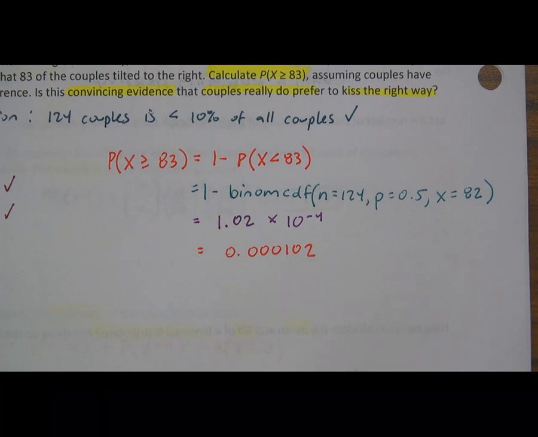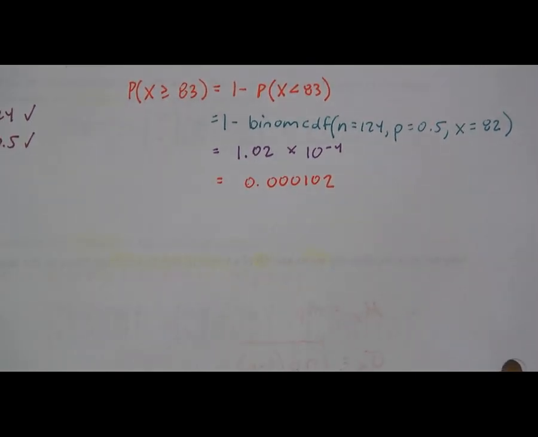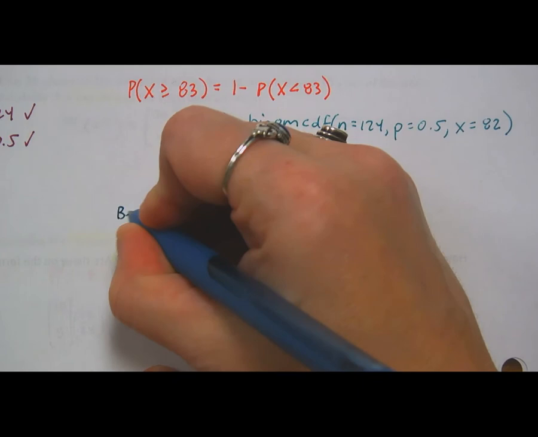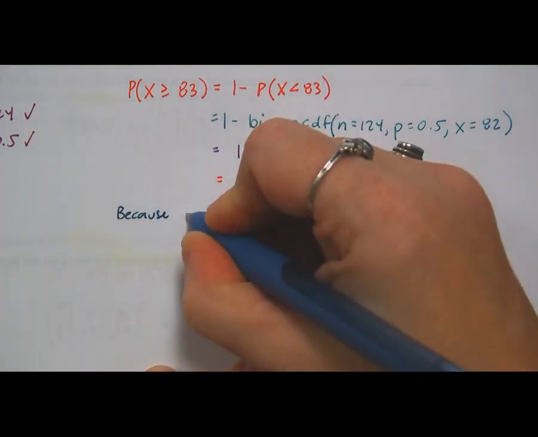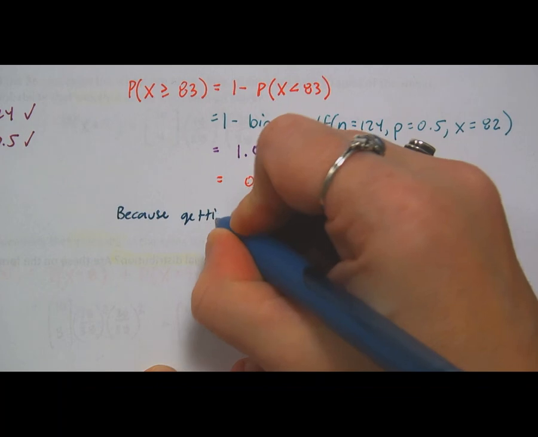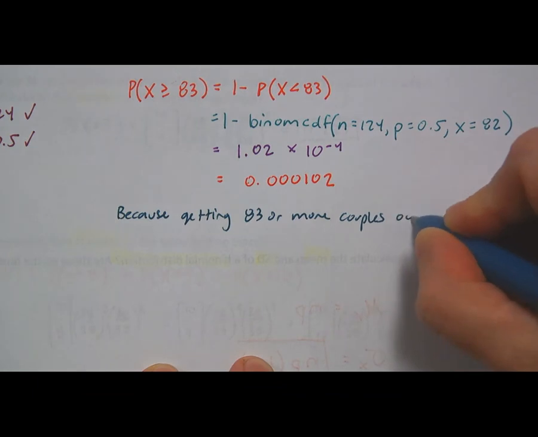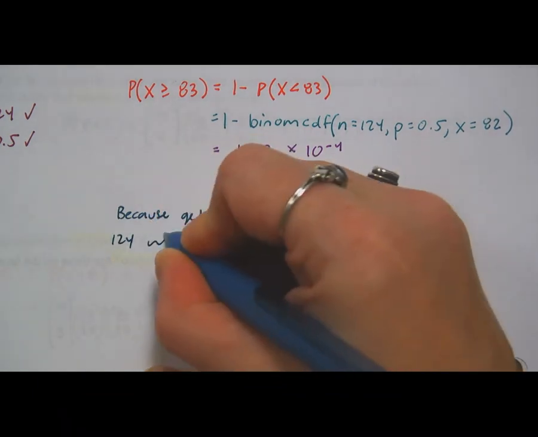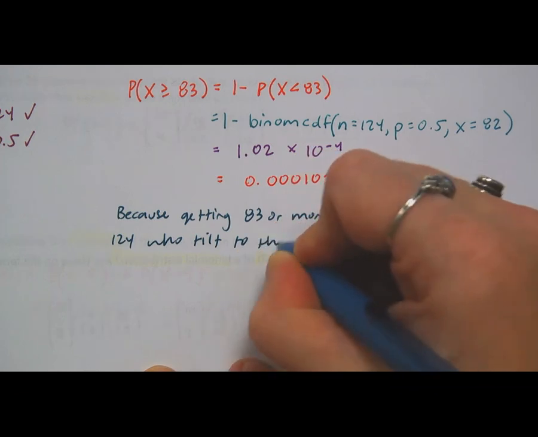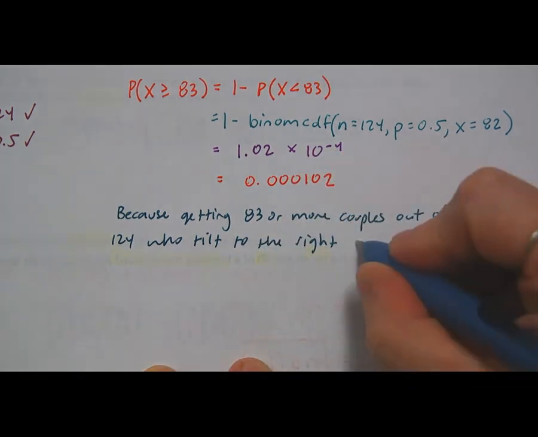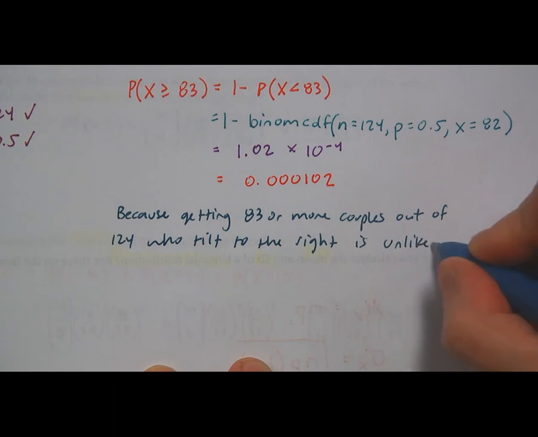No. So here we go. We've just got a couple minutes left. We've got to write a sentence to answer the question: is this convincing evidence that couples really do prefer to tilt their heads to the right? And you might be thinking, no. Well, because getting 83 or more couples out of 124 who tilt to the right is unlikely to happen by chance alone.